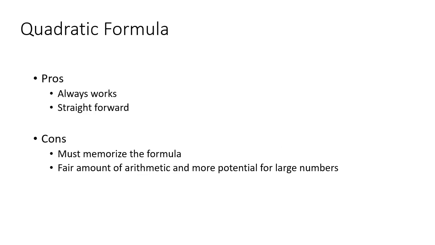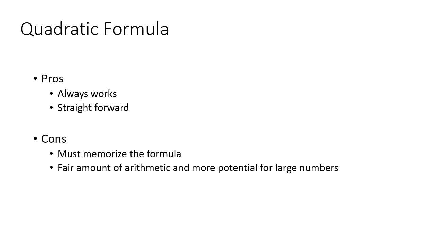All right, so pros and cons of the quadratic formula. Pros: much like completing the square, it always works. It's also pretty straightforward, and I think that's why students tend to gravitate towards this method so much. The downsides are that you have to memorize the formula, and it's kind of messy. The other downside is that because you've got b squared and 4 times a times c, it's not uncommon to end up with pretty large numbers inside the quadratic formula.